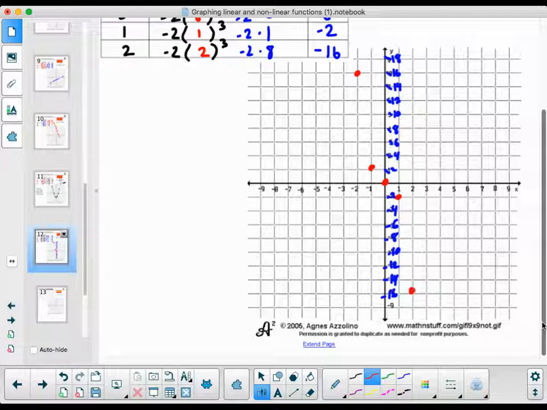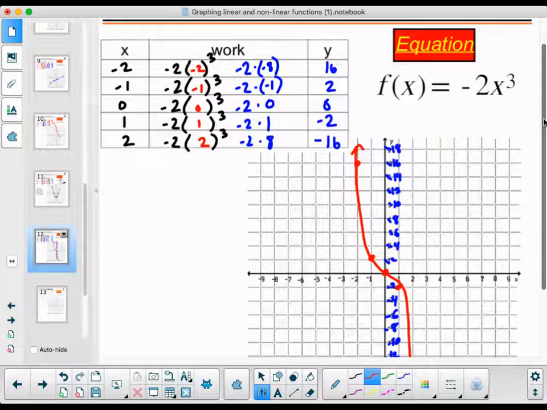This is one of those kind of S-shaped functions. So it takes that look to it. All right, definitely nonlinear. It's got a curve to it, and you can also see why it would be nonlinear from the equation, the x cubed part, and from the table.